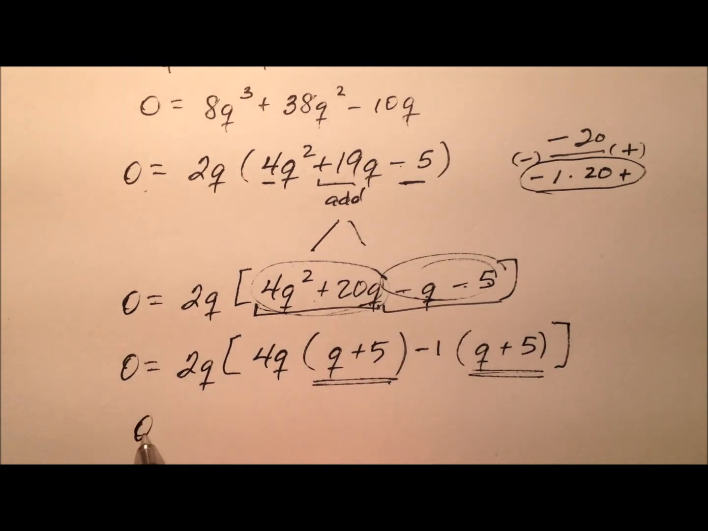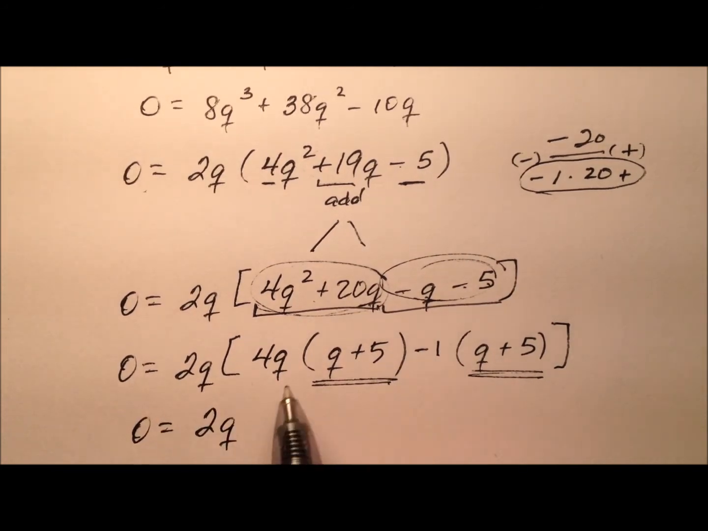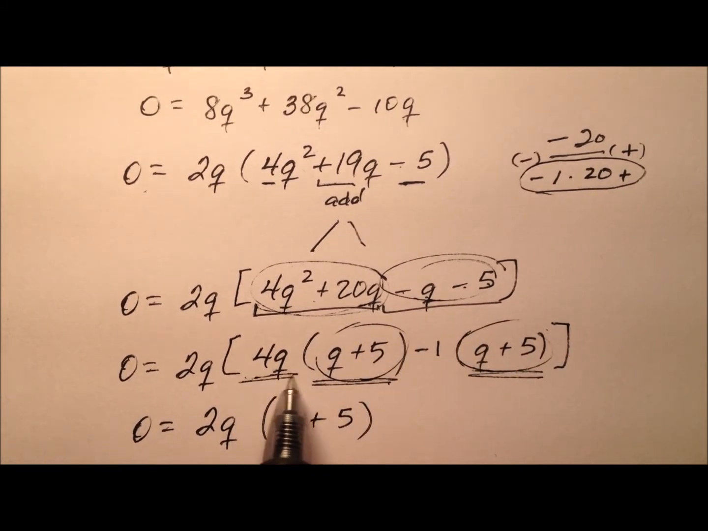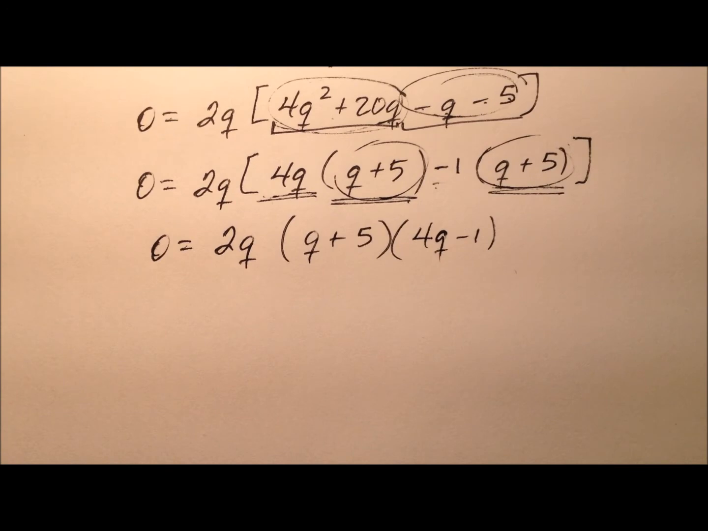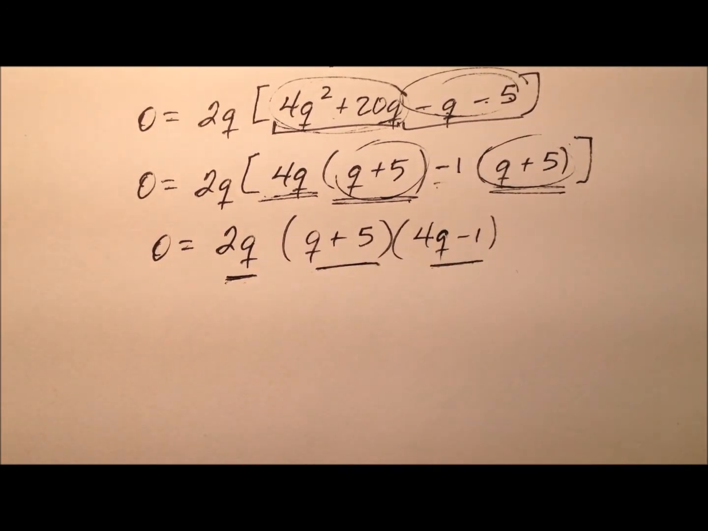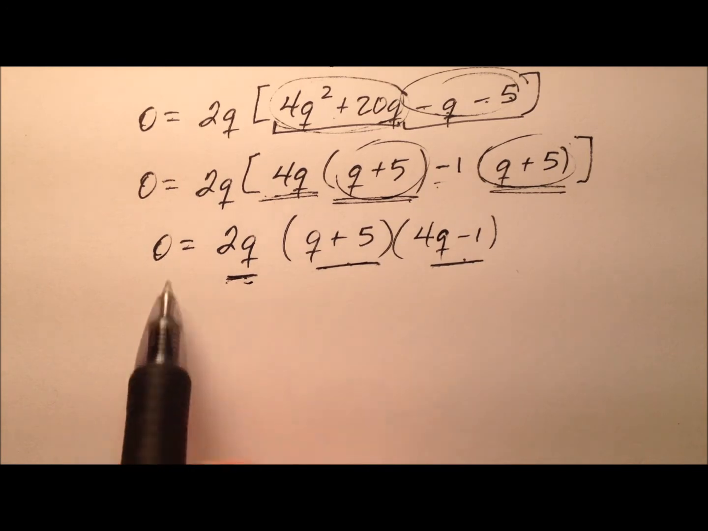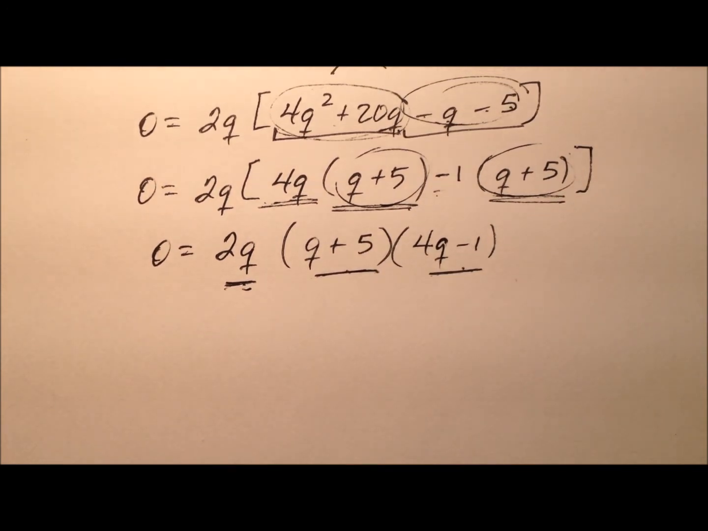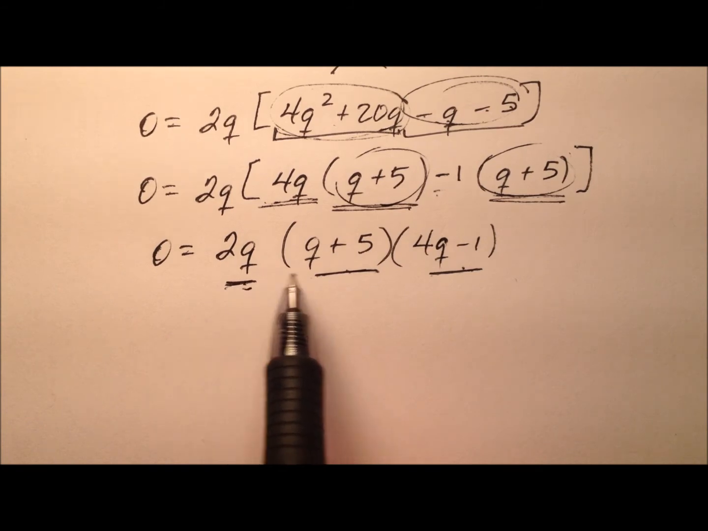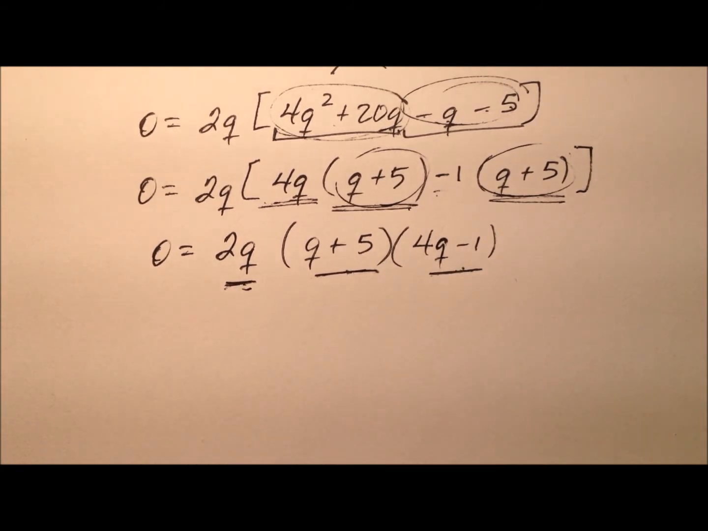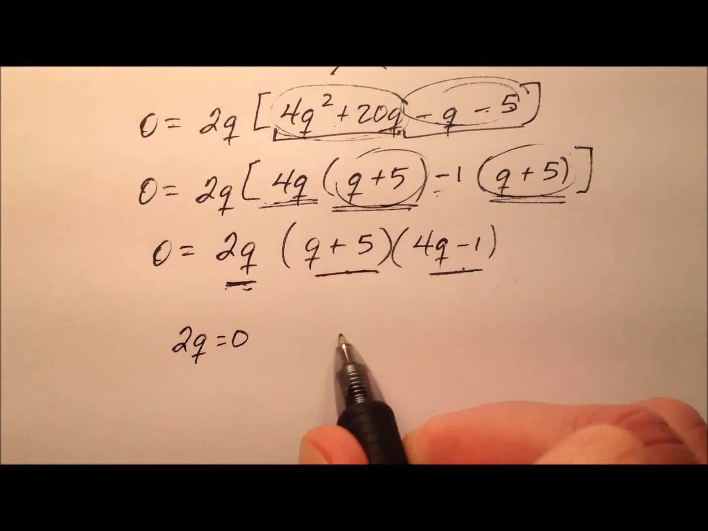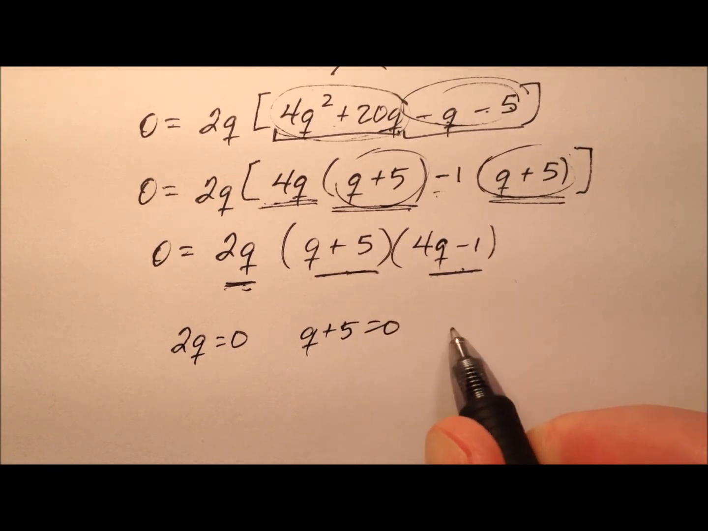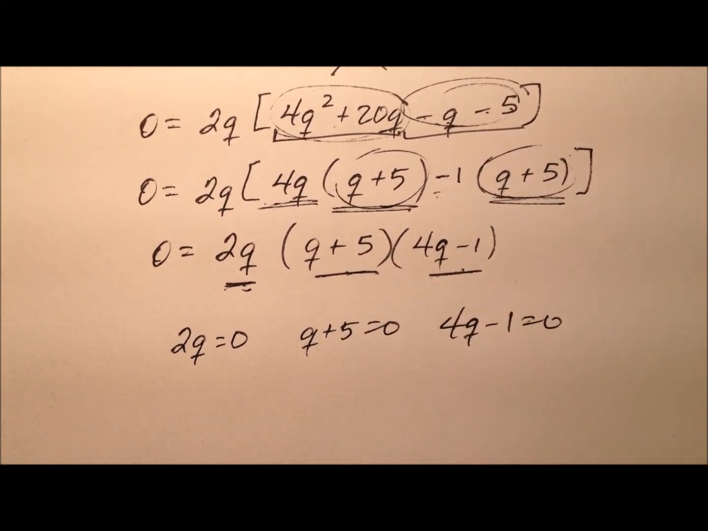Let's go ahead and build our factorization now. So 2q, and then this q plus 5 can factor out, and we're left with these greatest common factors, 4q minus 1. We have 3 factors that I'm going to multiply together to get 0. Our zero property of multiplication says that if I'm multiplying these and I get 0, at least one of these has to be 0. So I'm going to account for all of them: 2q equals 0, q plus 5 equals 0, 4q minus 1 equals 0.